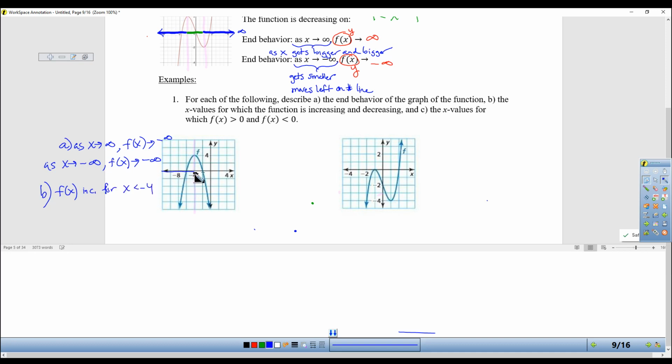So for all these values, you're just looking at that on a number line. Think about that. If you were drawing a number line, wouldn't you write x is less than negative 4? That's what that is on the number line. And that's where the function is increasing. Where is f of x decreasing? For x is greater than negative 4.